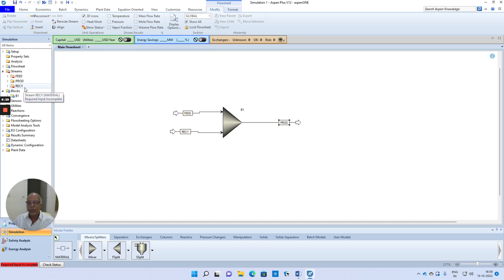And we have already seen that the degrees of freedom for any stream is given as C+2, where C is the number of components involved in that. This is based on Gibbs-Duhem equation. So let me go into the next input screen.